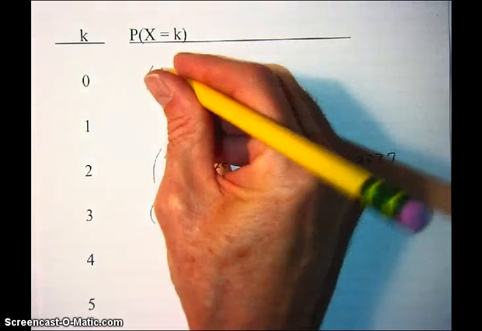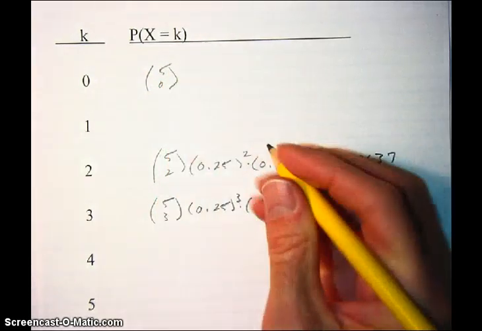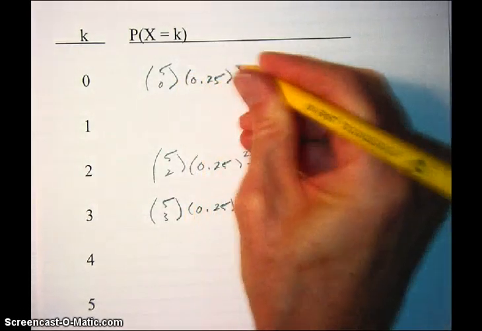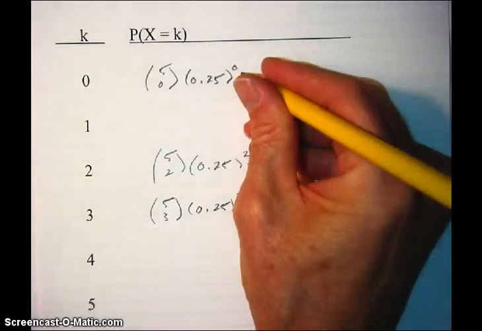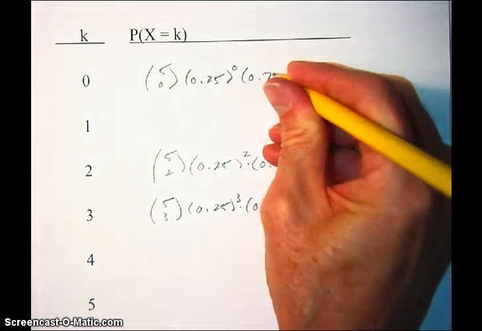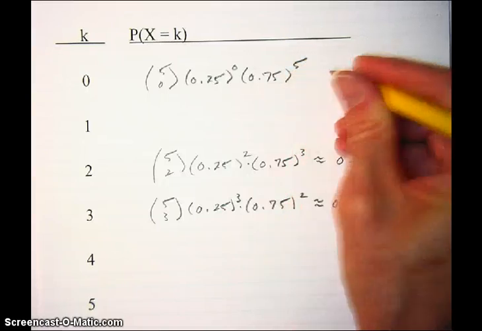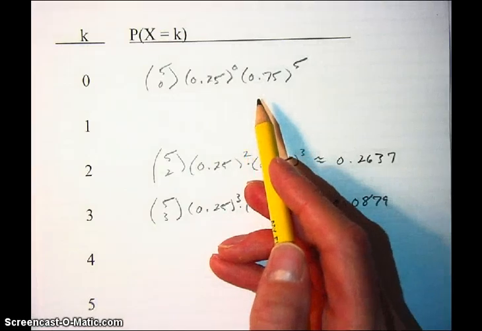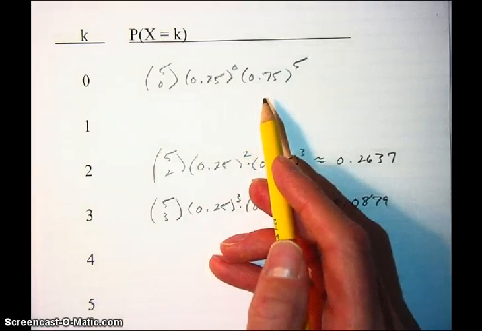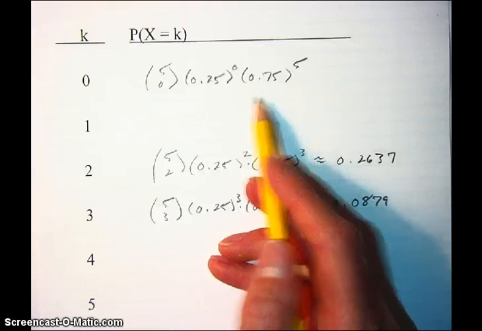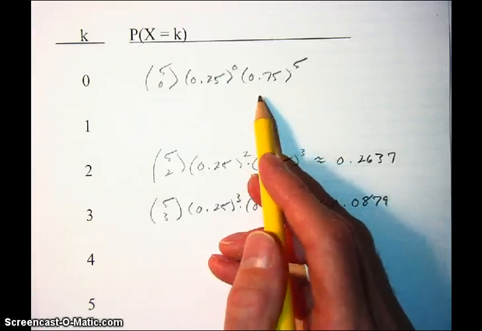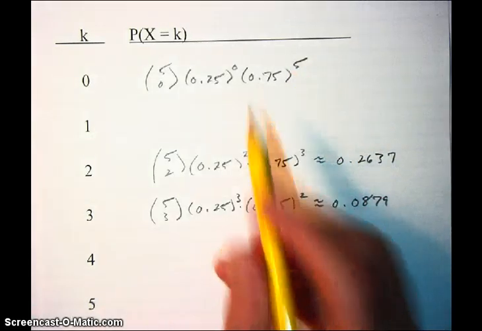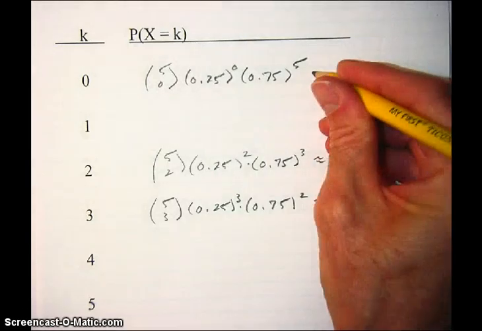For 0 successes, we have 5 choose 0 ways that can happen, and that's just one. We have 0.25 probability of success raised to the 0 power. That is just one. And then we have 0.75, the probability of failure, raised to the 5th power. So this is what you would get if you just used your basic rules of probability and said, well, I can get a non-4 and a non-4 and a non-4 and a non-4 and a non-4. A string of 5 non-4s, well, each of those probabilities would be 0.75, and we would just multiply them together because the outcomes are independent.